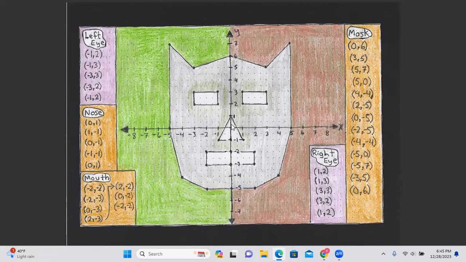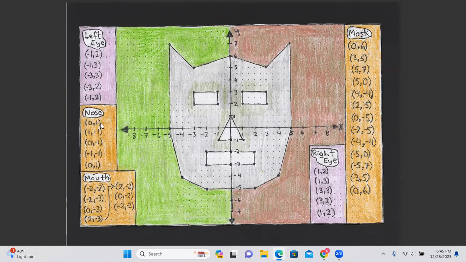Then we're going to go to (-3, 3), and we'll make our point here, and we're going to connect those 3 points. Then we will go to (-3, 2). We'll go back to -3, up to 2 to make that point. And then finally, we're going to reconnect our points to (-1, 2) right here to complete our left eye.